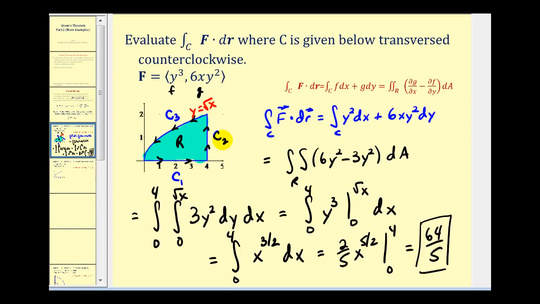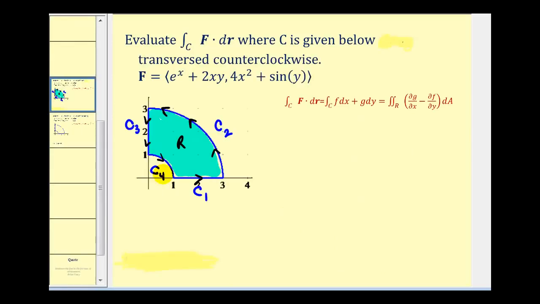Let's take a look at another example. Here we have the same type of problem. We want to evaluate the line integral on the path of C, consisting of curve 1, curve 2, curve 3, and curve 4. So it is piecewise smooth, and it is traversed counterclockwise. So we can go ahead and apply Green's theorem to rewrite this line integral as a double integral over the region R. And by looking at this region, it's probably going to be easier to evaluate this double integral in polar form. But let's first go ahead and set this up.